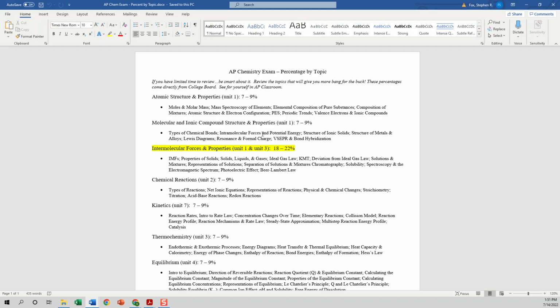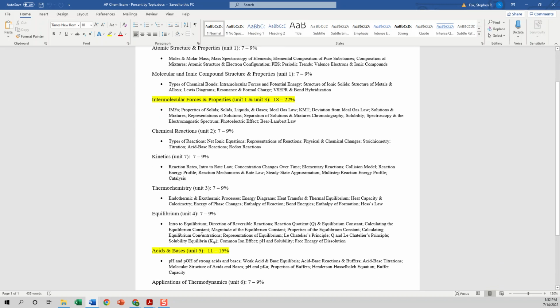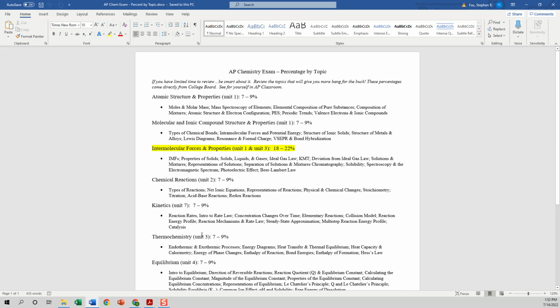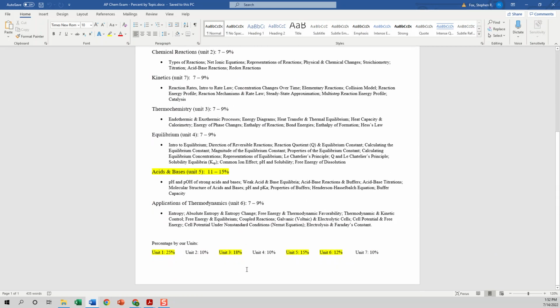And I only have it in 7 units. And what I would say is, if we go down here, the majority of the test is Unit 1, Unit 3, Unit 5, and Unit 6. These are our units. So when you look at College Board's Unit 1, it's not going to match up to our Unit 1. Basically, our Unit 1 is College Board's Units 1 through 4, essentially.